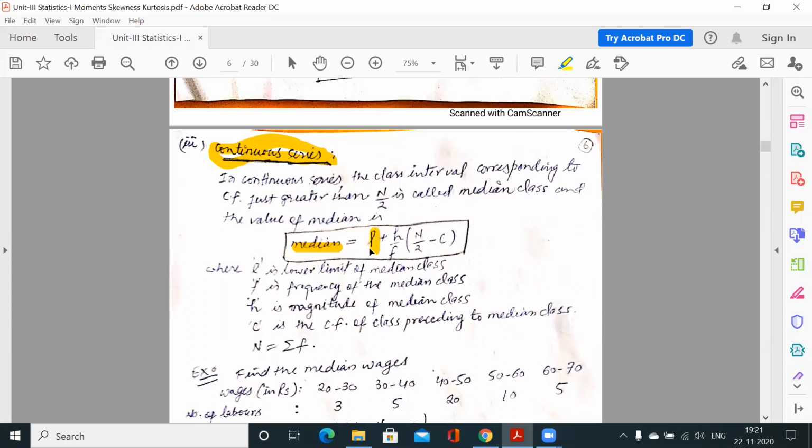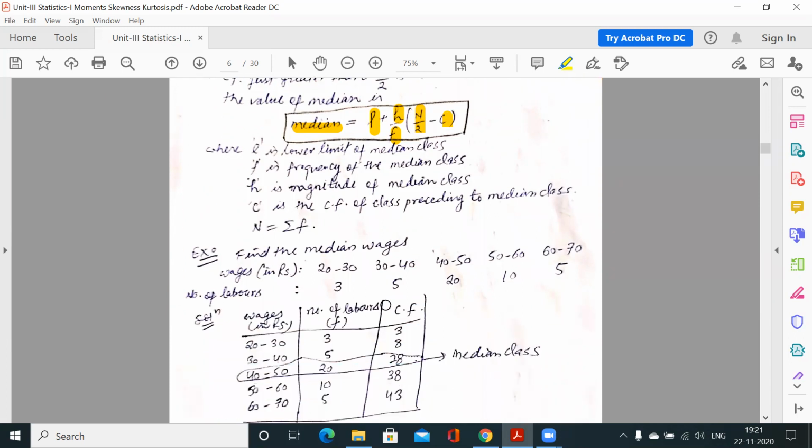So this is L, the lower bound of the median class. h is the interval difference of the median class. This is the frequency of the median class. This is the N by 2 value, and this is C, the cumulative frequency of the class which is just before the median class. Now see the example. You will get it more clearly by using the question. Find the median wages.